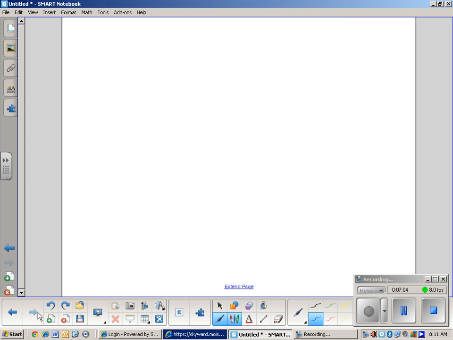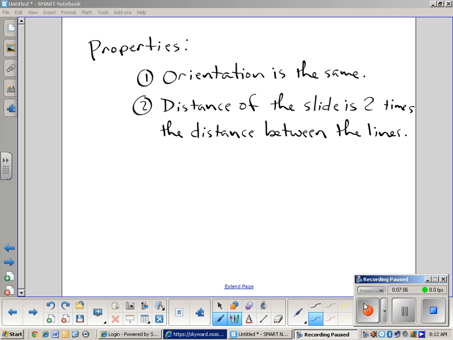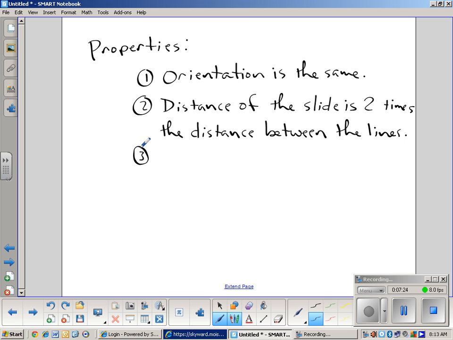So let's go to here. I'm going to pause again. So again, the first one's a repeat, orientation's the same. The second one is what I just said: the distance of the slide is 2 times the distance between the lines. And then there's another one, we'll talk about it, it's called the direction.